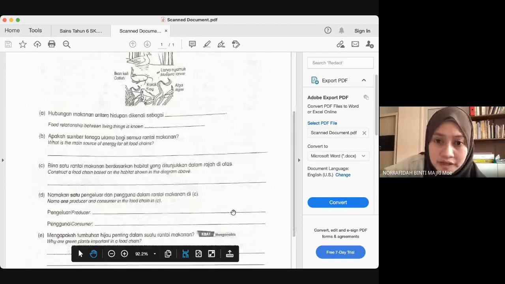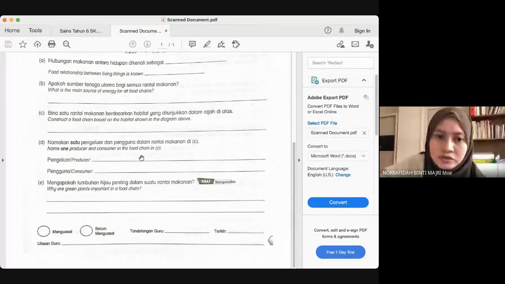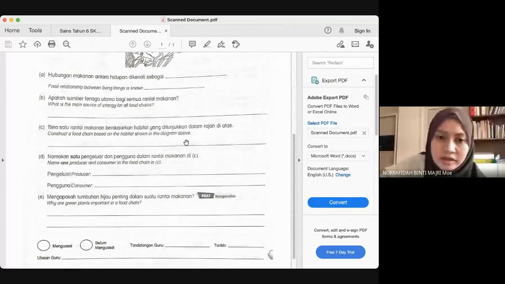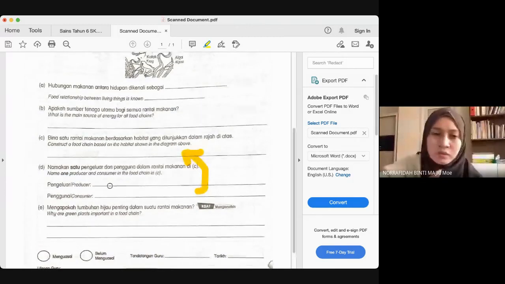You've done good. Okay, this one you write down which one is producer and consumer in this. Oh, no. Sorry. In the food chain that you have written down. Okay, this one you write down the producer. Which one is producer? So of course our producer is algae. So write down algae. The consumers. One producer and consumer. That means you only write down one consumer in your food chain.